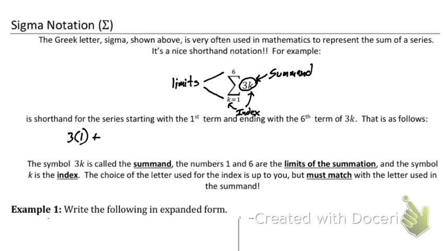So now I'm done with 1. I'm going to replace that 1 with 2. So I'll have 3 times 2. So I replace the k with 2. Then I'm going to replace the k with 3. Then I'm going to replace the k with 4. Then I'm going to replace the k with 5. And finally, we'll replace the k with 6. And we stop there. So it says replace the k with 1 through 6, counting by 1.